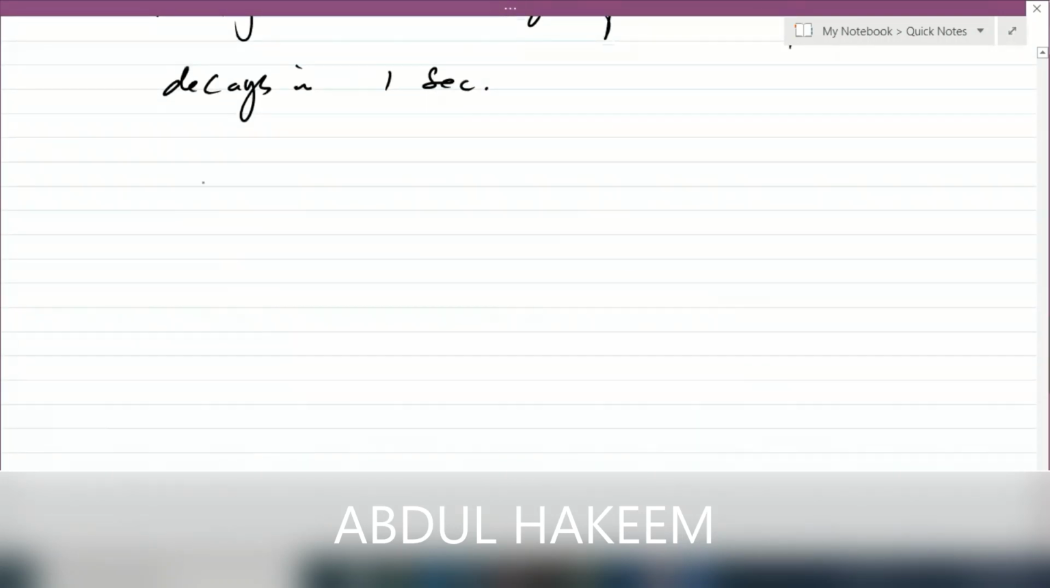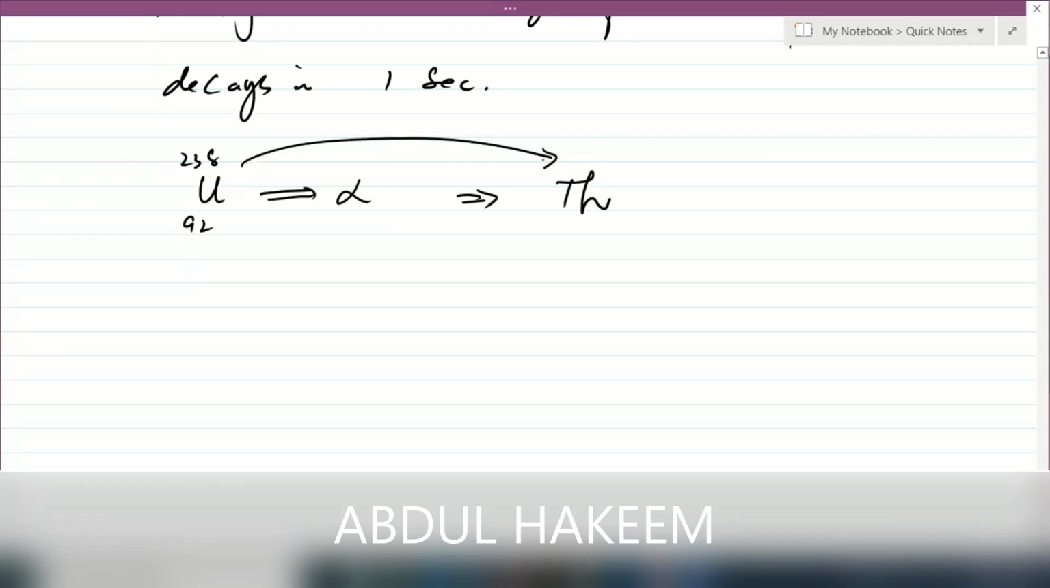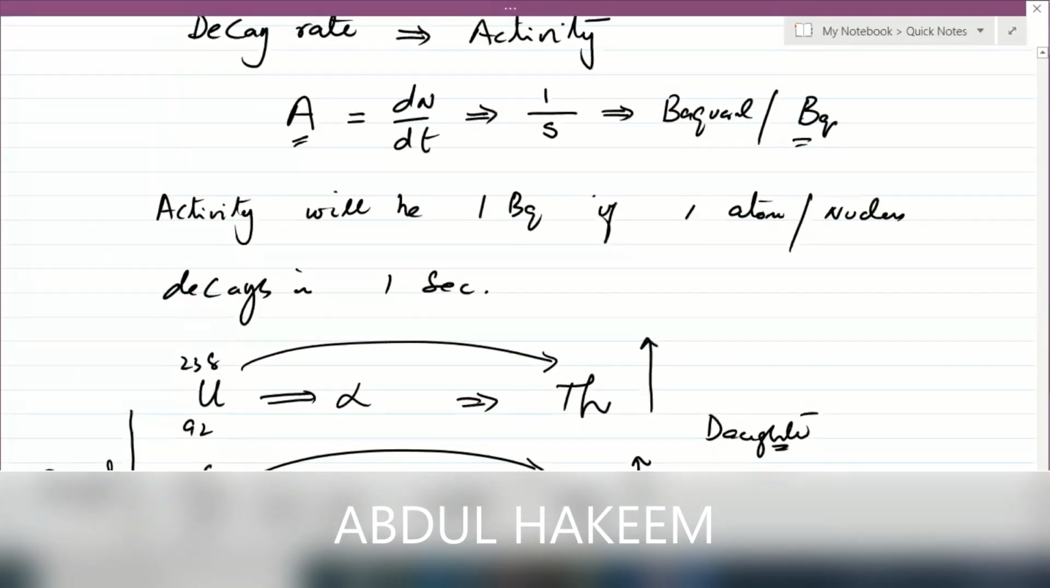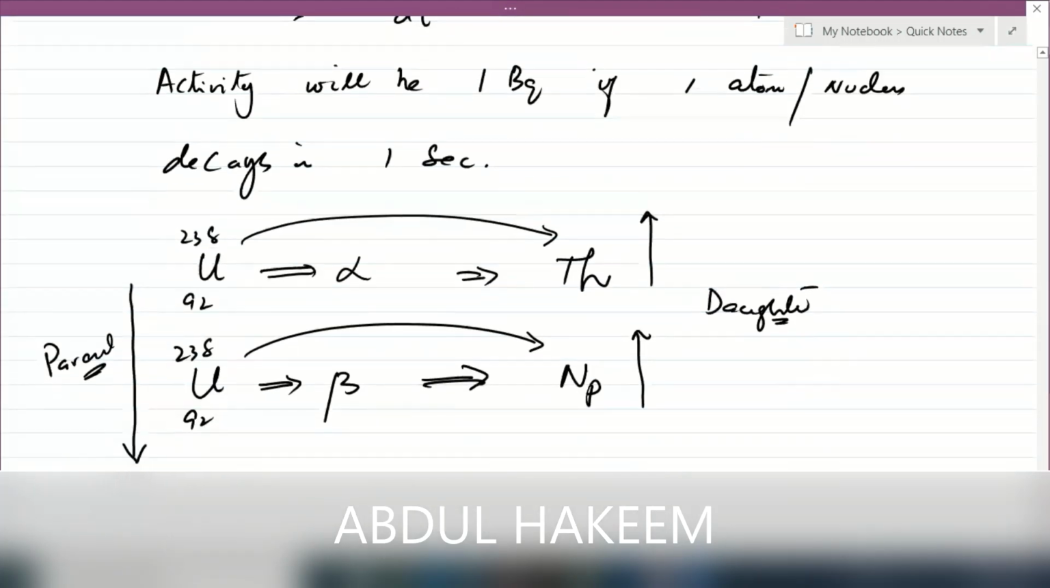For example, we have uranium 92-238. After the emission of an alpha, it is converted into thorium. So uranium is decaying into thorium. Similarly, when uranium 238 emits beta, it is converted into neptunium. The uranium number is decreasing, but the thorium or the neptunium is increasing. So uranium is called the parent nucleus, and thorium and neptunium are called daughter nuclei. So activity is equal to dN over dt.